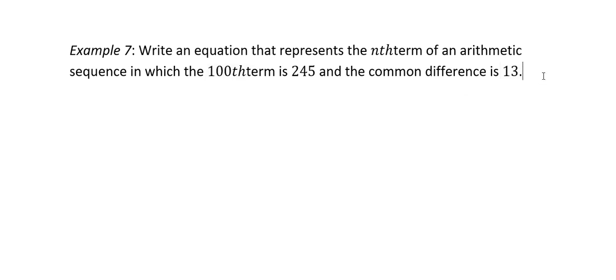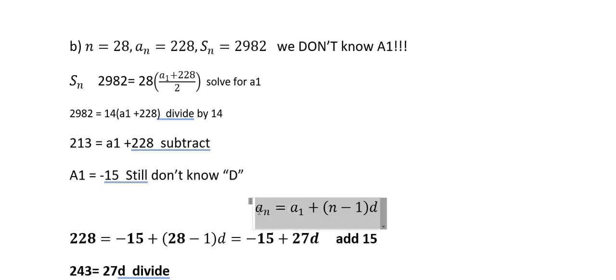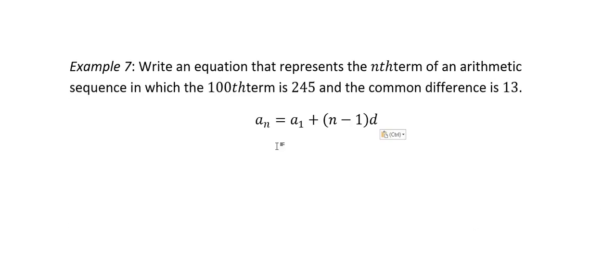So mainly here you're just trying to interpret these words into what we need. We're coming up with an equation for the nth term. So that is only asking you, we're not talking about a summation here. We're talking about an equation with a sub n. So we're looking for this. We need a sub 1, we need n, and we need d. So do we know any of those things? Reread the problem and decide.